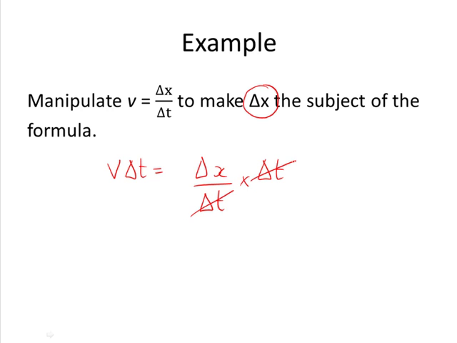The delta t's cancel out because anything divided by itself is 1. So we have 1 times delta x, or just plain delta x, on the right-hand side of this equation, and that equals V delta t on the left-hand side. To make delta x alone on the left-hand side, all we need to do is swap the right and left-hand sides. And then we have delta x as the subject of the formula. Delta x equals V delta t.